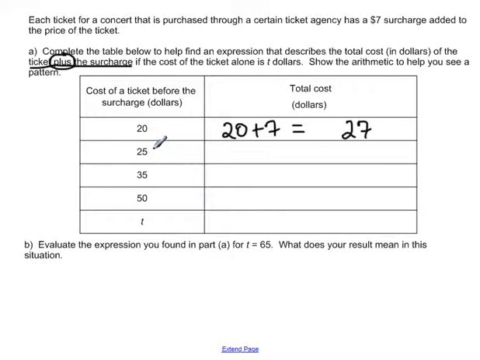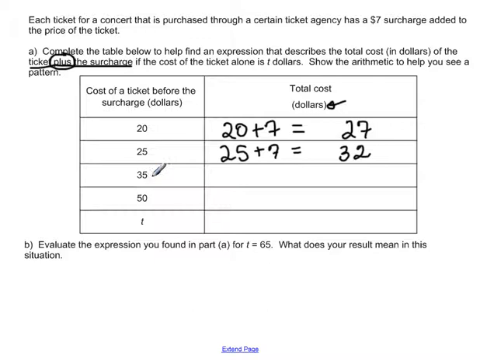Well, what if the published price of the ticket is $25? What would be the total cost? So again, the idea of taking the $25 for the price of the ticket, and then we have to add on the surcharge fee, and so that would give us $32. And notice, because up at the top of the column it tells us that these are in dollars, we don't necessarily need to write the dollar sign in front of each one of those numbers.